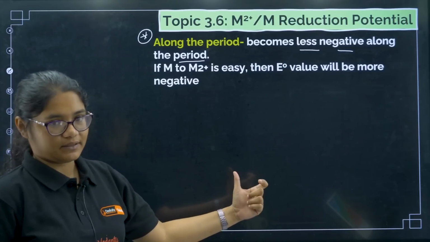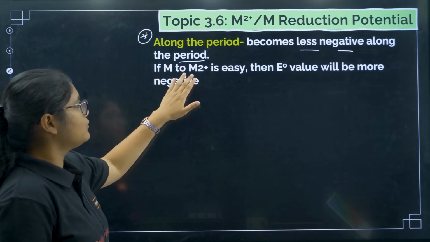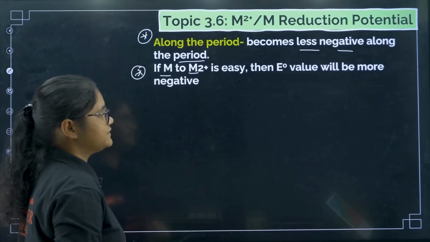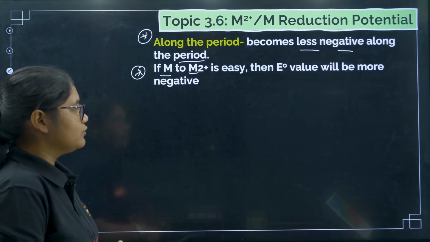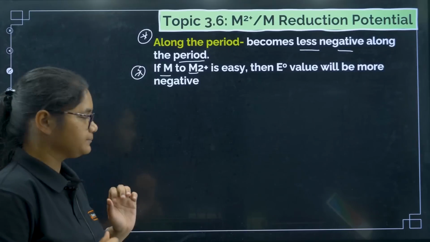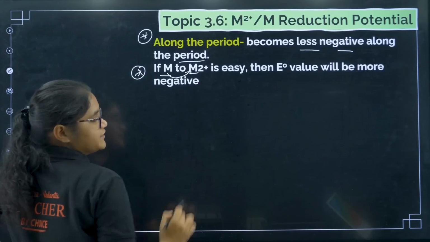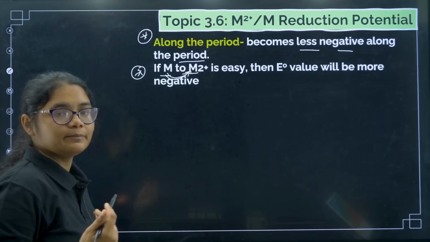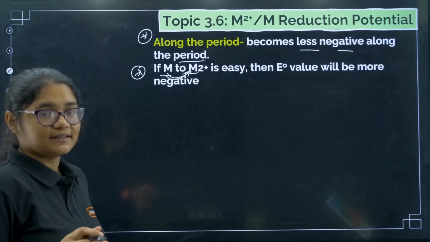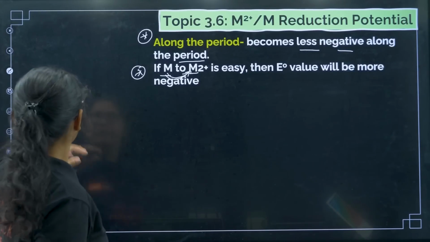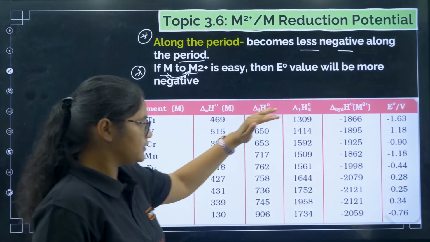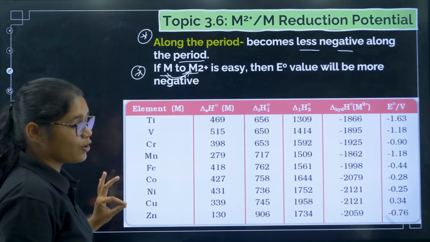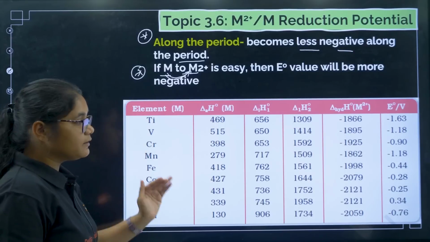Less negative means, suppose it starts from -4, then -3, -2, -1, 0, it becomes less negative along the period. Okay, now this is what I have written in my own words: if M to M2+ is easy, then the E0 value will be more negative. This is oxidation. So if oxidation is easy, the E0 value will be negative. If reduction is easy, the E0 value will be positive. You can see from titanium, vanadium, chromium, manganese, iron, cobalt, nickel, copper, zinc, along the period it becomes less negative.